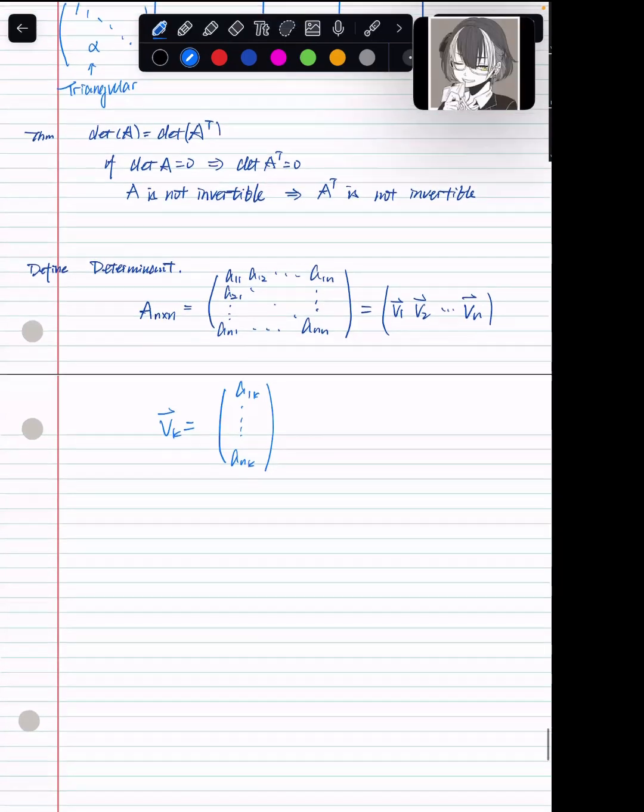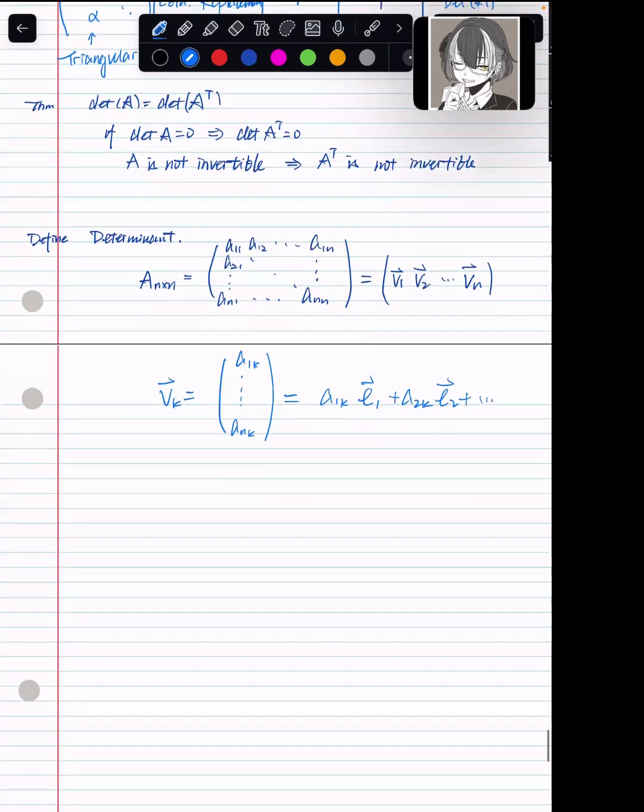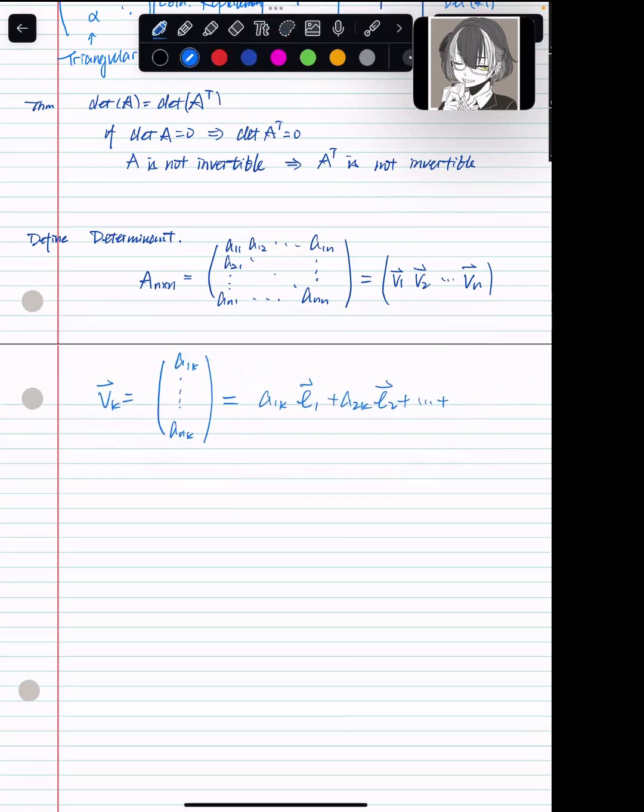All right, so I have this vector, and based on basis, we know this vector can also be written as A1k as the factor multiplied by E1, plus A2k multiplied by E2 all the way to ANk multiplied by EN.